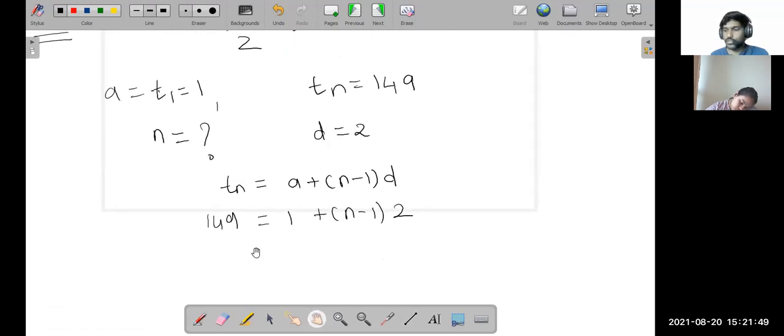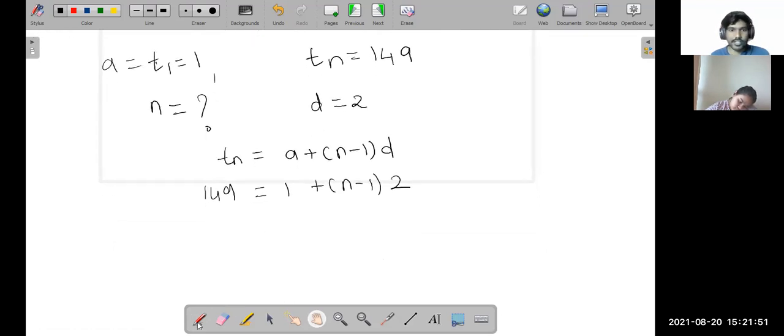So this calculation, you can do it. Directly tell me what is the value of n. Don't make a mistake in the calculation. Yeah, I will be taking 1 on that side, right?